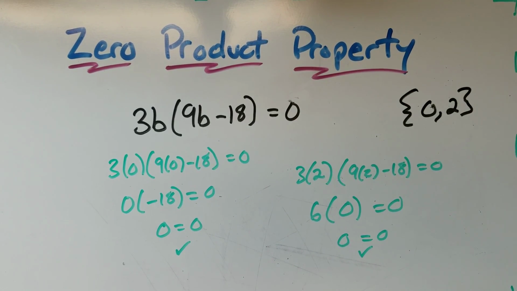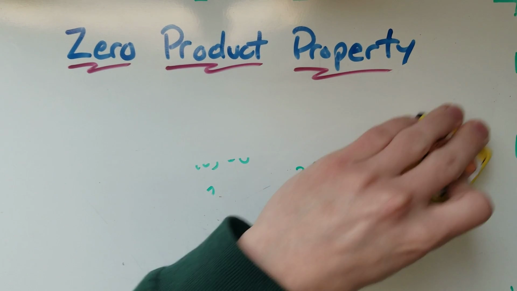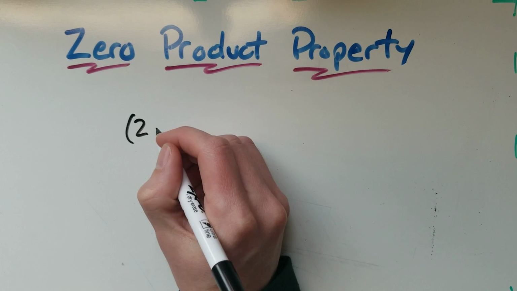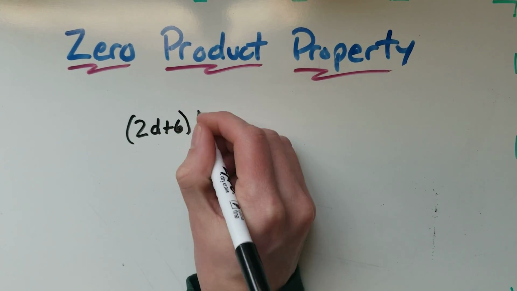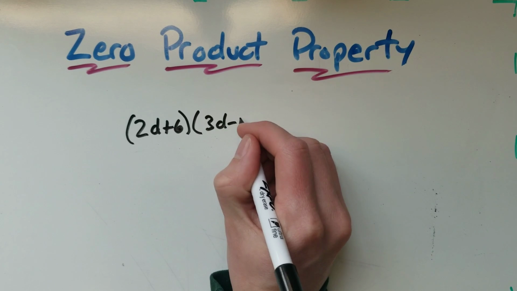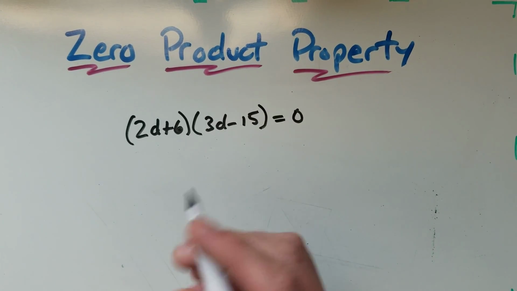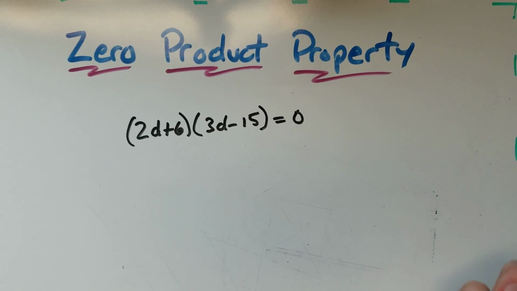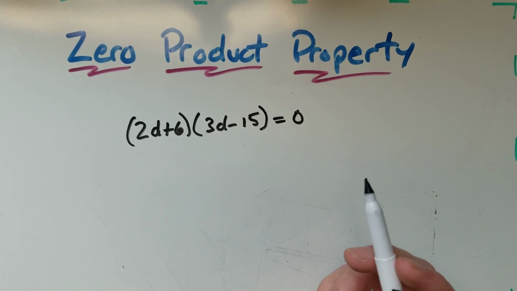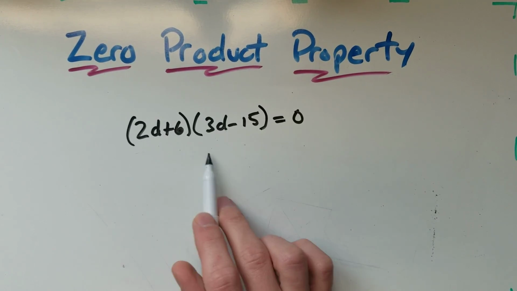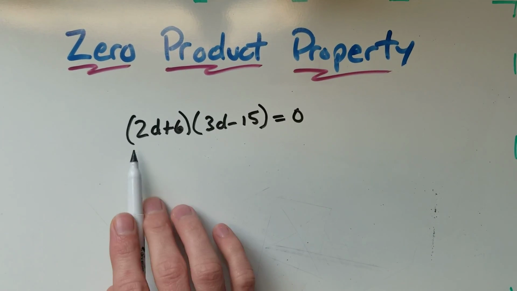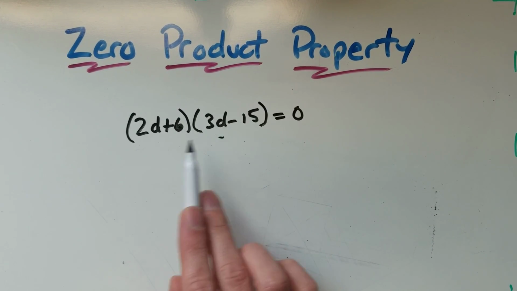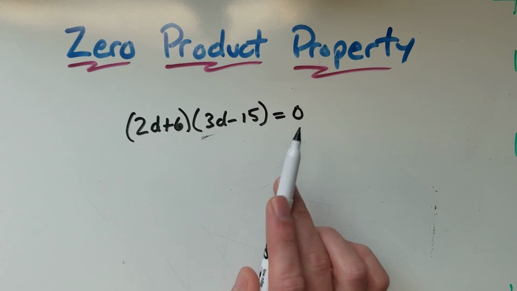Let's look at another one, a little different this time. Our next one, we have the quantity 2d plus 6 times the quantity 3d minus 15, and that equals 0. So this one is different because now instead of multiplying a monomial by a binomial, we're just multiplying two binomials together. And in order for this to be true, we're not going to multiply them out, we're going to think about it. We're multiplying a polynomial by a polynomial. Like this is your A, this is your B, you're multiplying these two factors together, they equal 0.